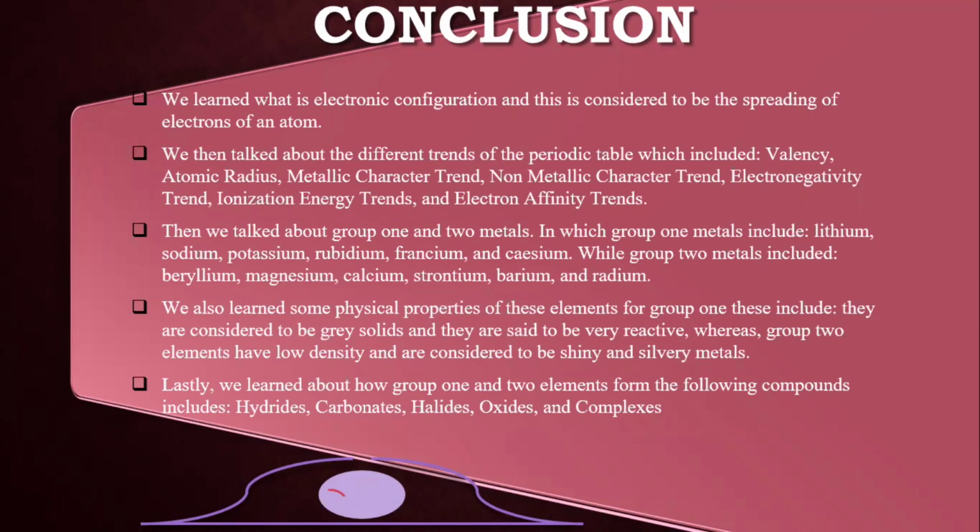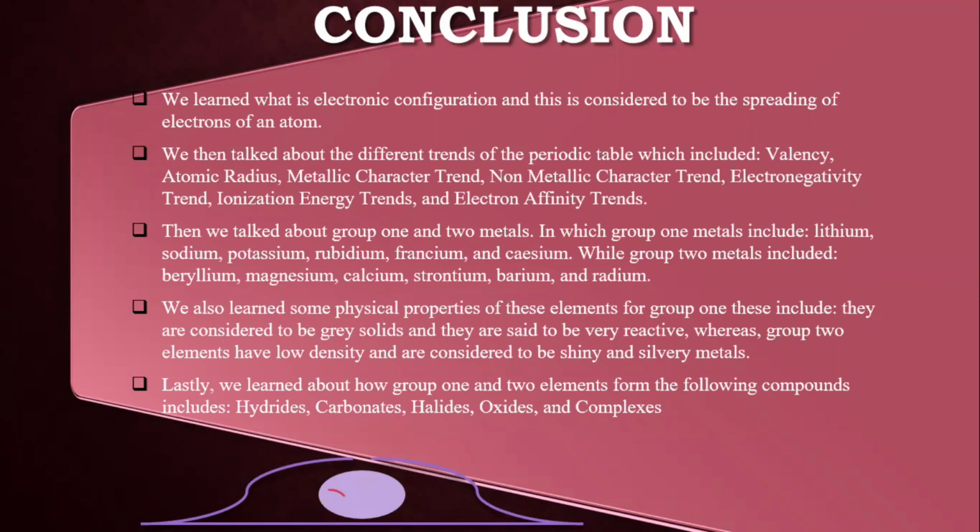Then we talked about group 1 and 2 metals, in which group 1 metals include lithium, sodium, potassium, rubidium, cesium, and francium, while group 2 metals include beryllium, magnesium, calcium, strontium, barium, and radium.